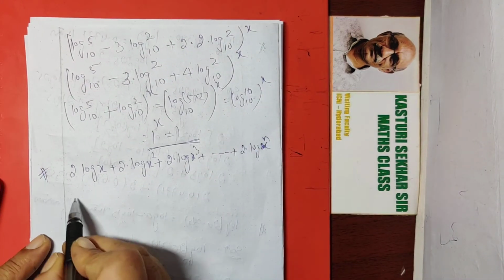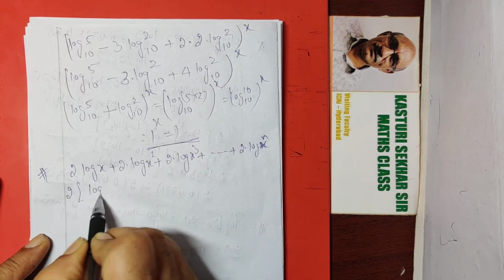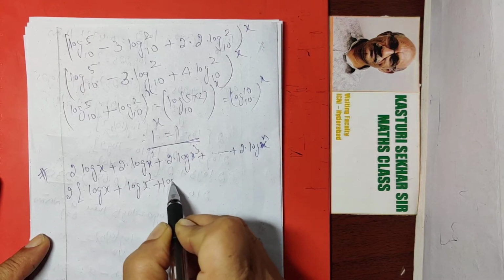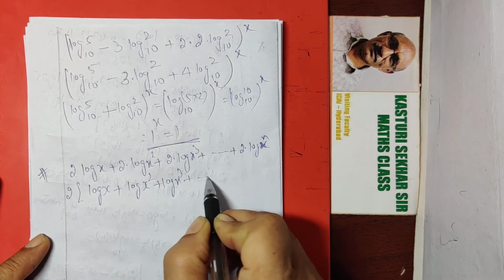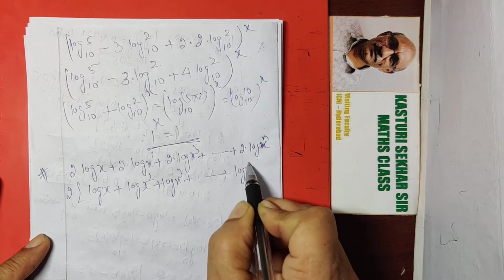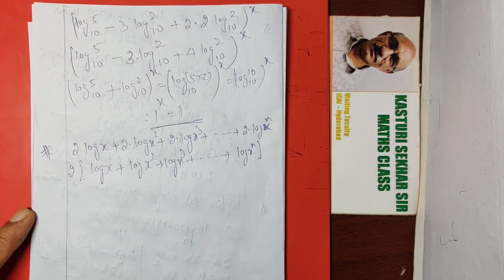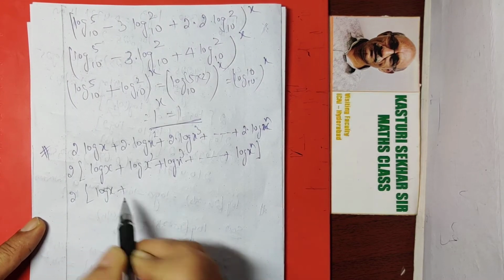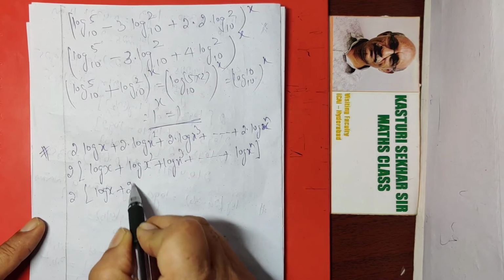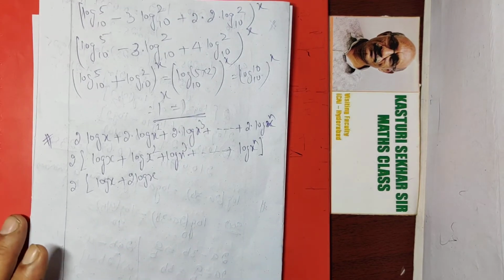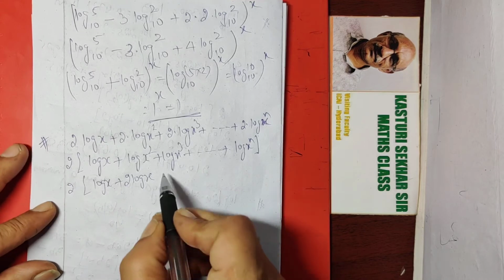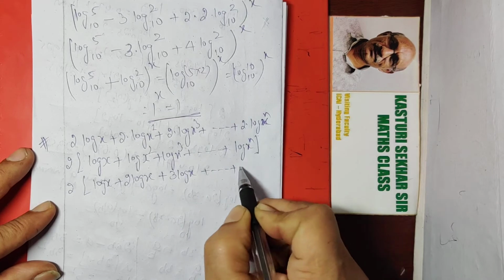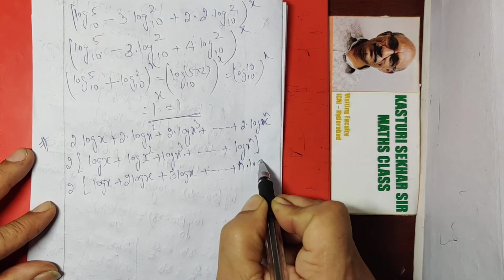Now if I take 2 as common: log x plus log x square plus log x power 3 plus log x power n. So 2 into log x. Log a power b can be written as b log a. So log x square can be written as 2 log x. Log x cube can be written as 3 log x. Log x power n can be written as n into log x.